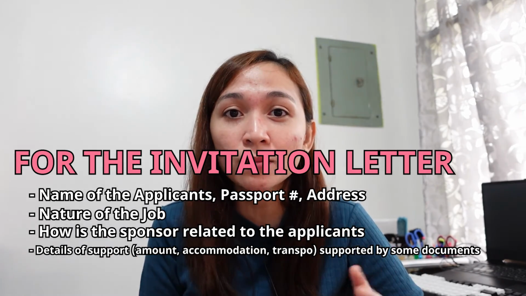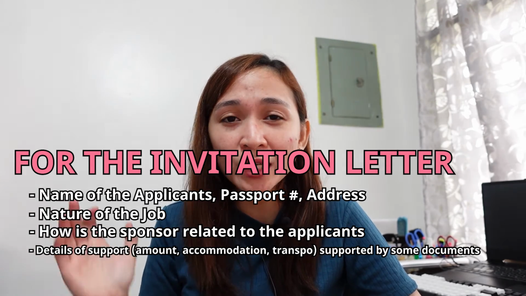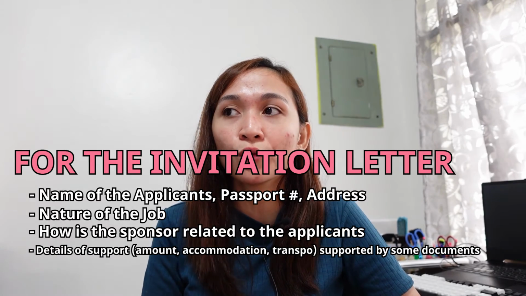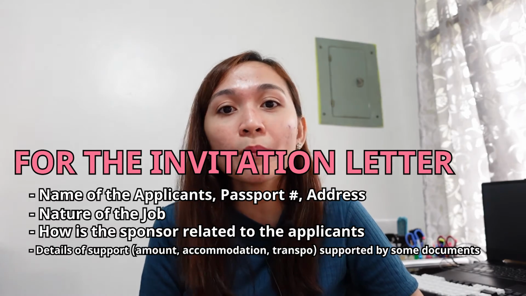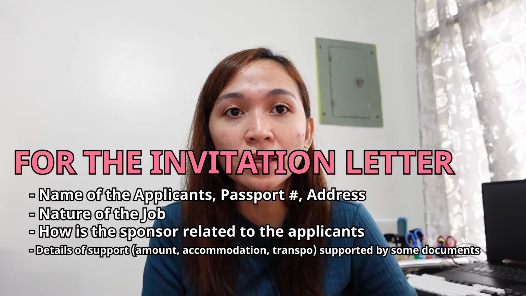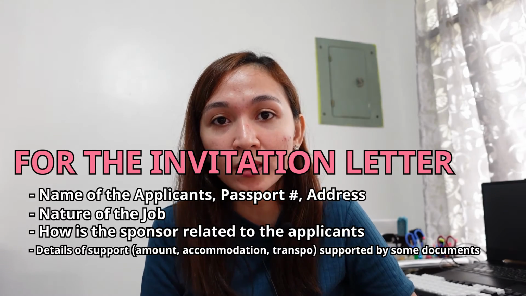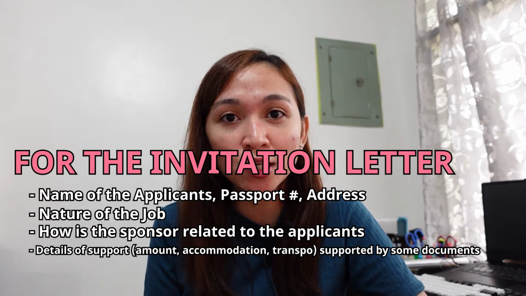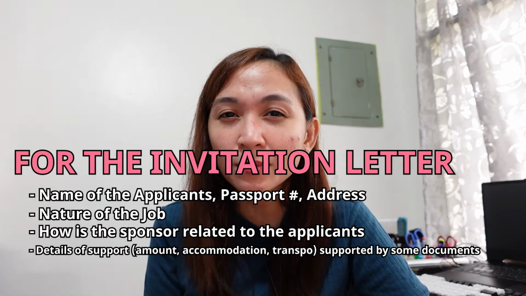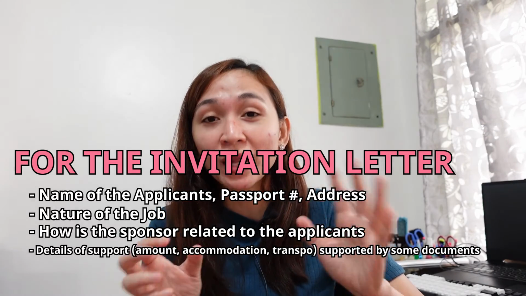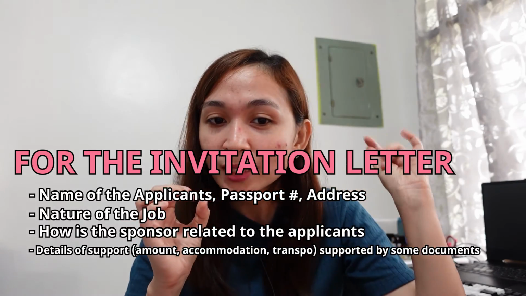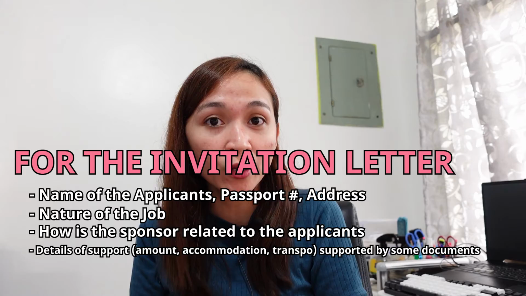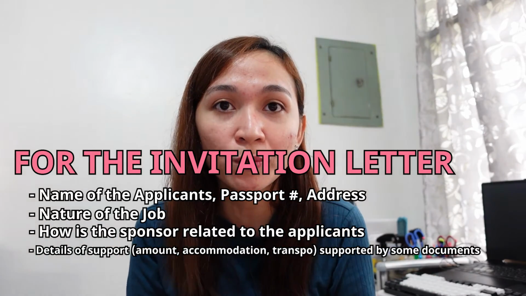And this should be supported by some documents. For example, for the amounts, your sponsor needs to provide bank statements to show that they really have money. In our case, my client provided bank statements for at least 6 months. And for the accommodation, I asked him to give me utility bills to show the place. The address on the utility bill should also match the address you put in the application where you will be staying. So again, consistency is very important.